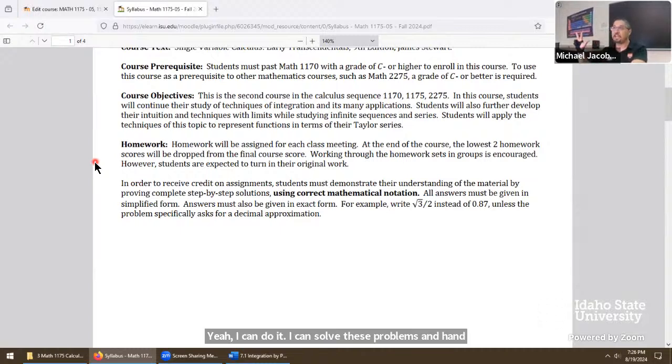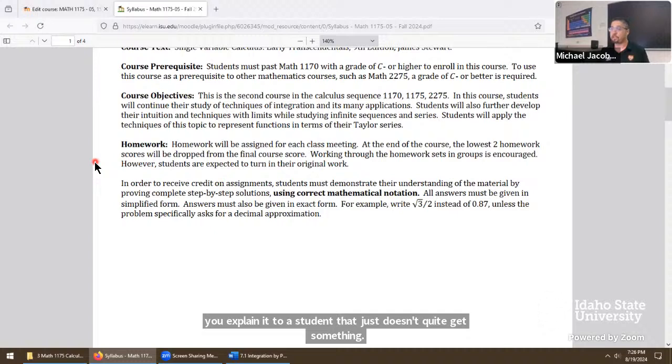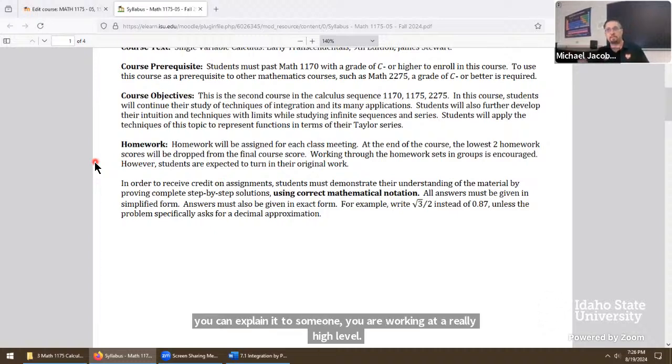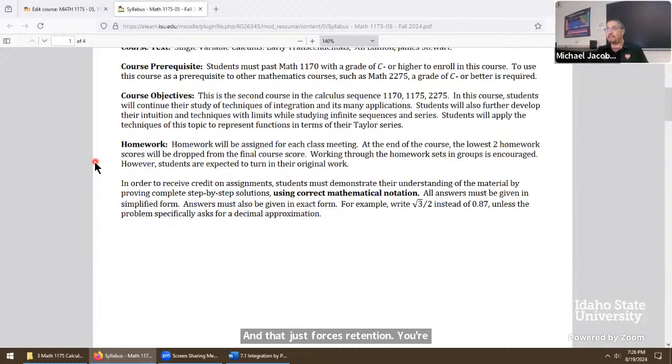The highest level of learning is, can you explain it to a student that just doesn't quite get something? If you can explain it to someone, you are working at a really high level, and that just forces retention. You're going to dream about it at that point. You can't forget it any longer. That's the purpose of groups. When you're explaining things to each other, that is one of the best ways to learn mathematics, I'd say.